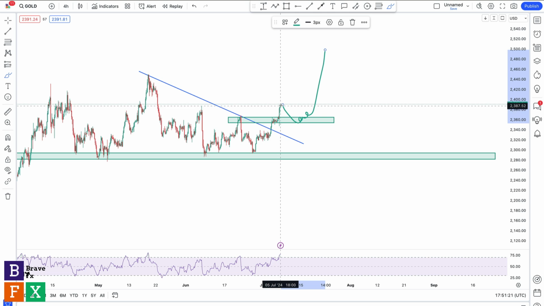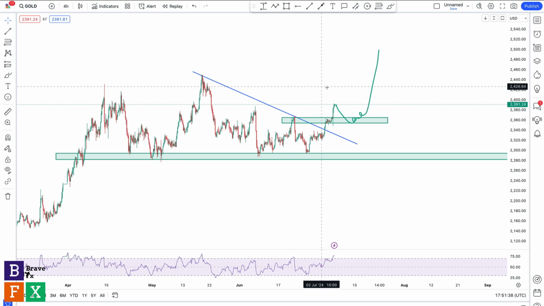This is the only price scenario right now that would warrant me going long. So we get a pullback, kind of like a retest into this area of value, and then wait for a good opportunity to go long. That's the only way I will be buying gold right now.